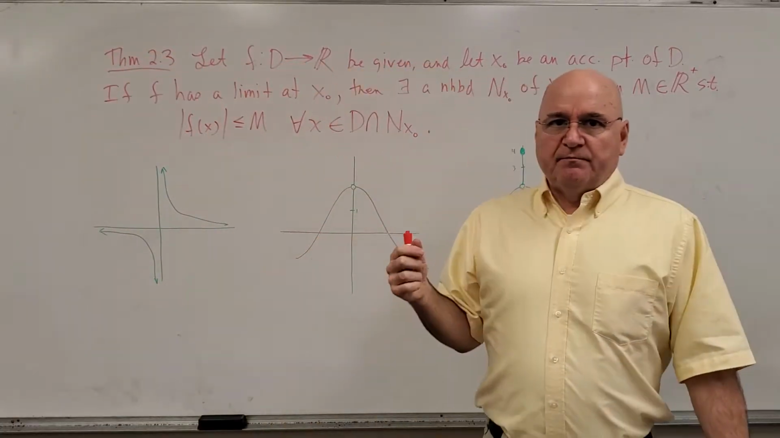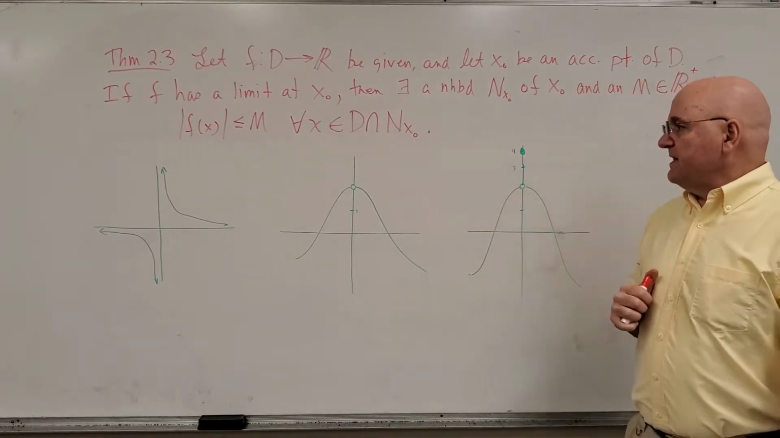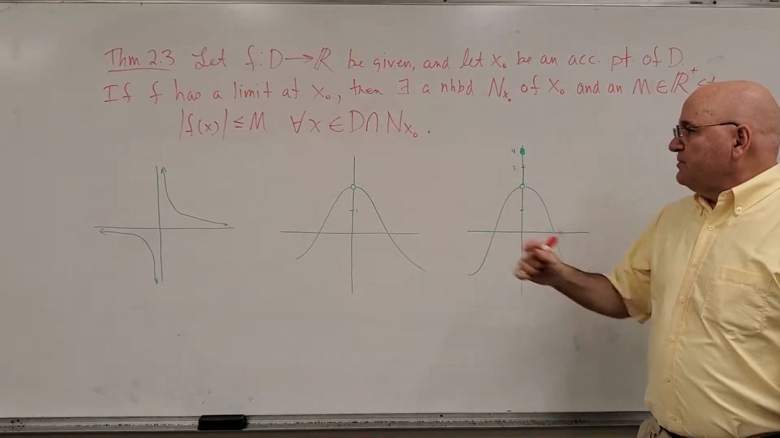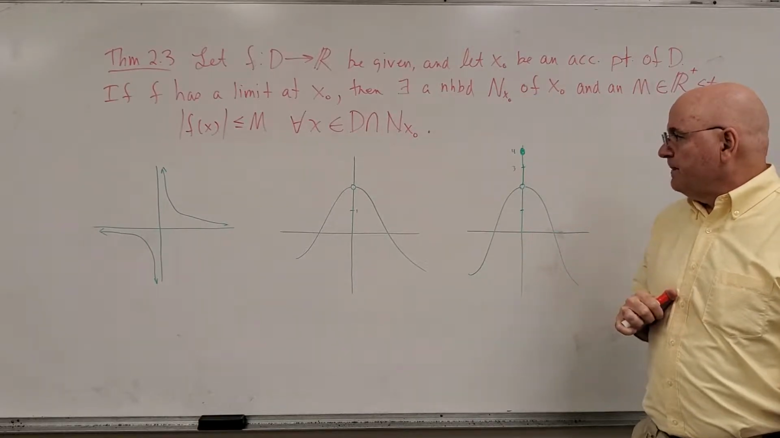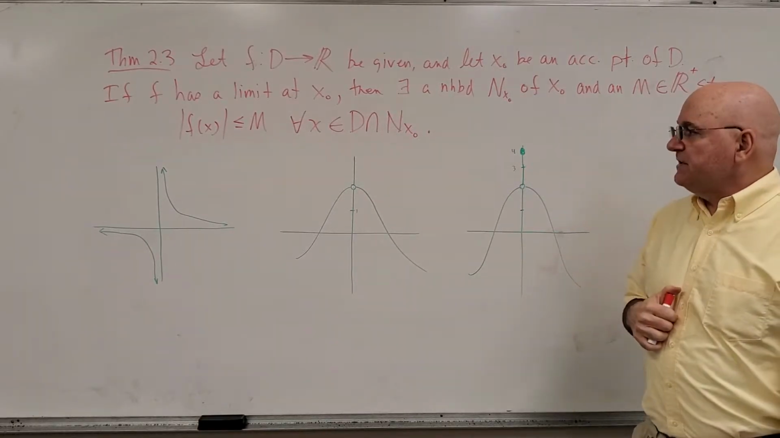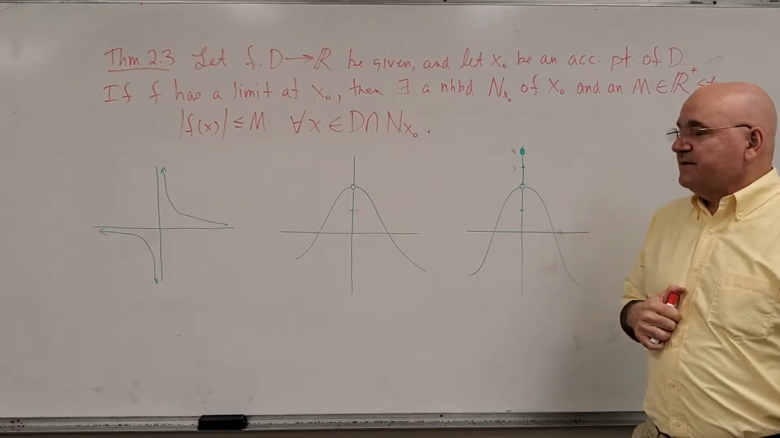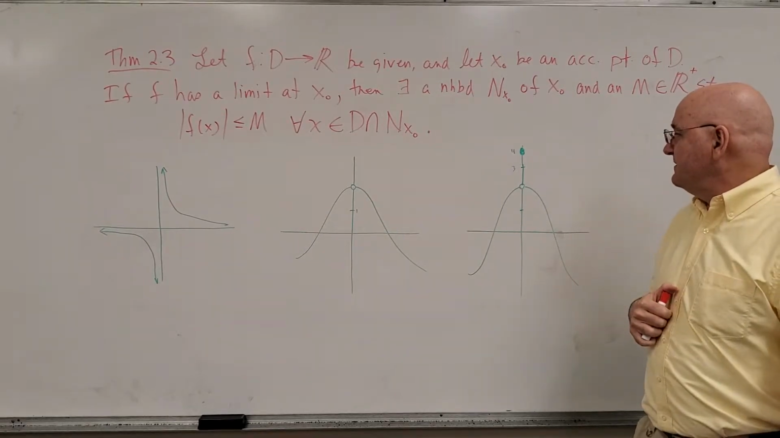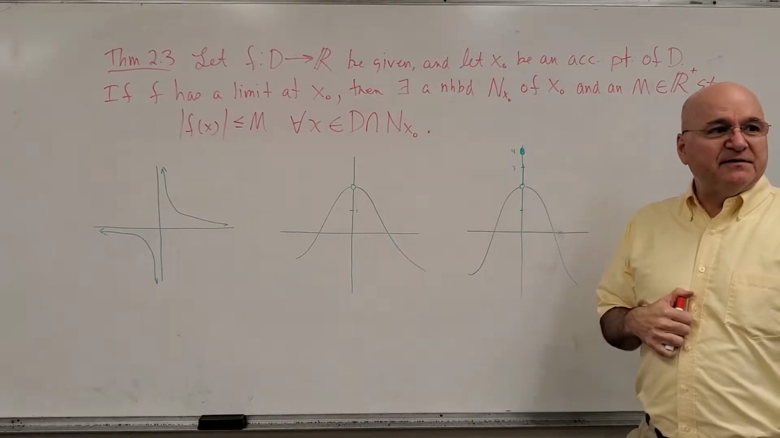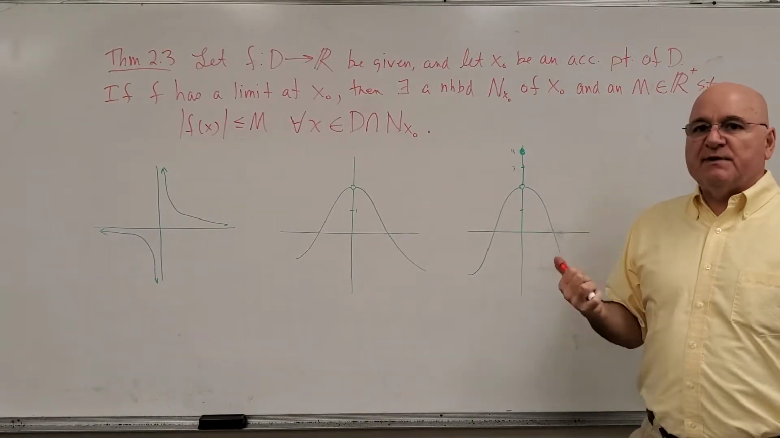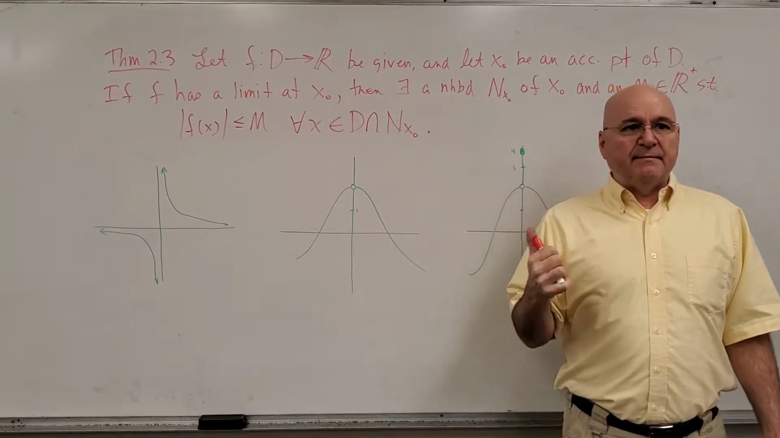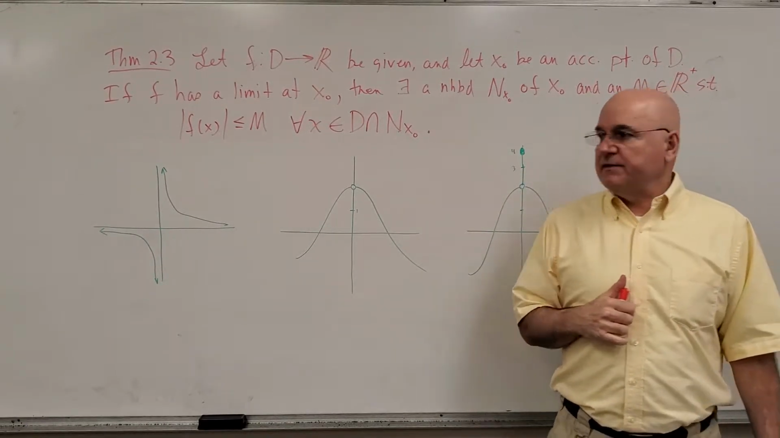Now let's look at three pictorial or graphical examples. I drew three functions on the board, none of which is continuous at x equals 0, although I haven't defined what continuous means. These are three reasons why a limit would not exist at x equals 0.